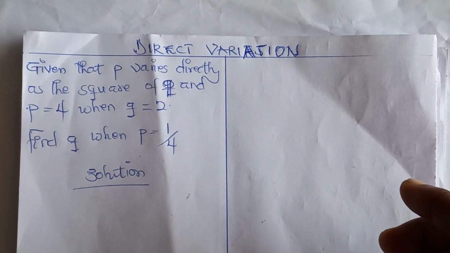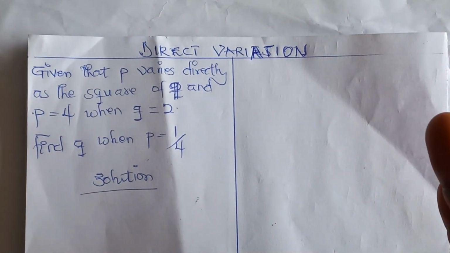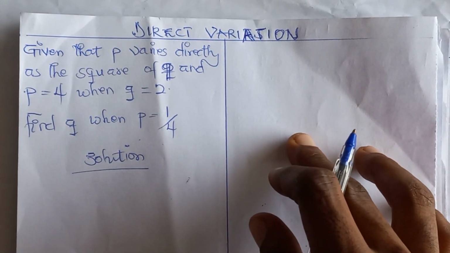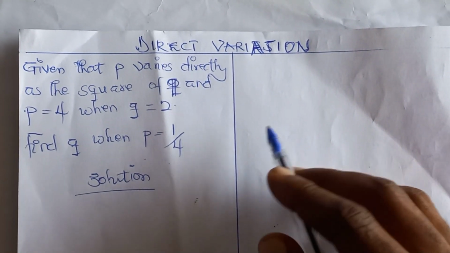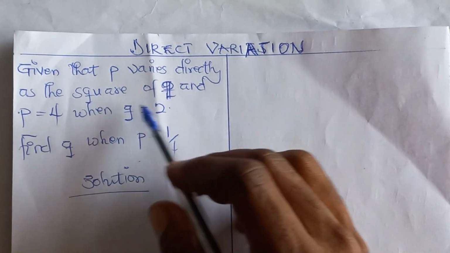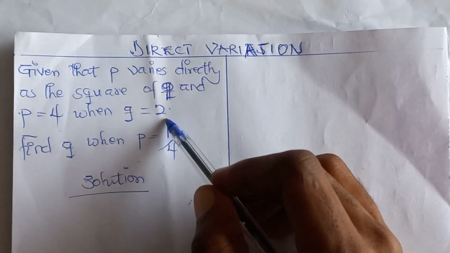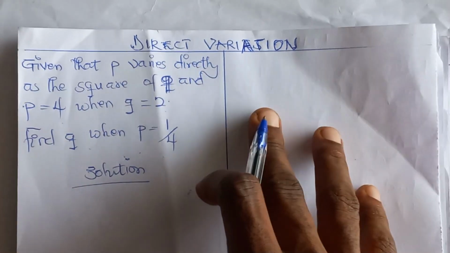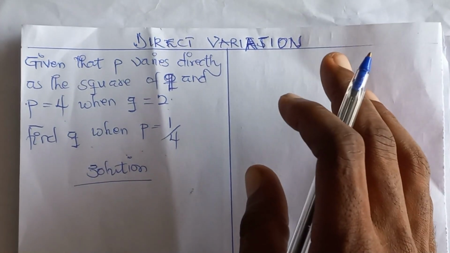So today we are looking at direct variation, okay? Under variation we have direct and indirect, or the inverse. Today we are looking at the direct type. So we are taking this problem to solve under direct. It says, given that P varies directly as the square of Q and P is equal to 4 when Q is 2, find Q when P is equal to 1/4, that is 1 over 4. Good. So this type of question is direct variation.